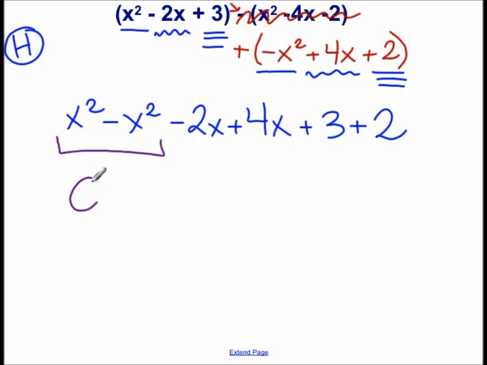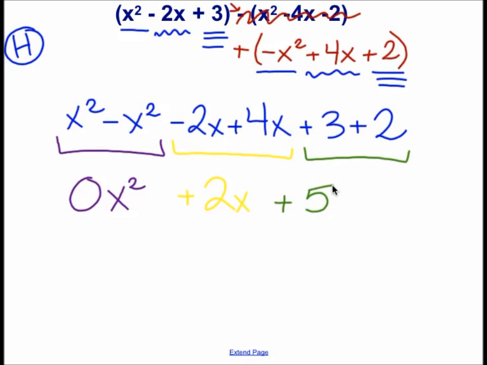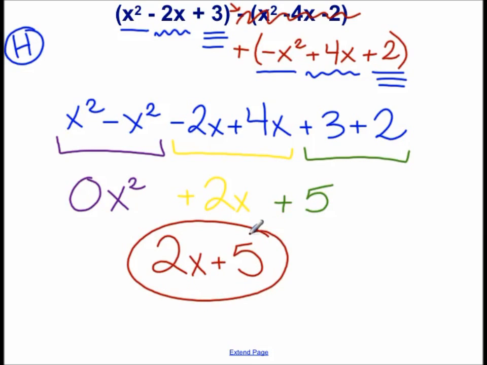So these two are going to cancel out. We have 0x squared, minus 2x plus 4x. We're going to end up with 2x. And the 3 plus 2, we end up with 5. Now, you do not need this 0. In fact, it's better if you don't write it that way. So I'm going to make this 2x plus 5. Which, if you remember, was the same answer we got when we did this problem with the Avengers.